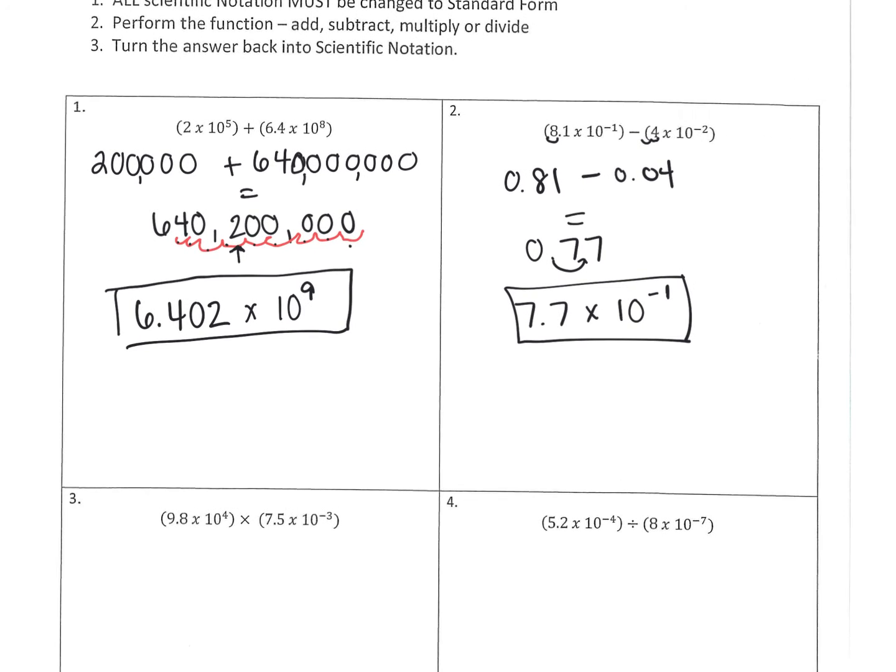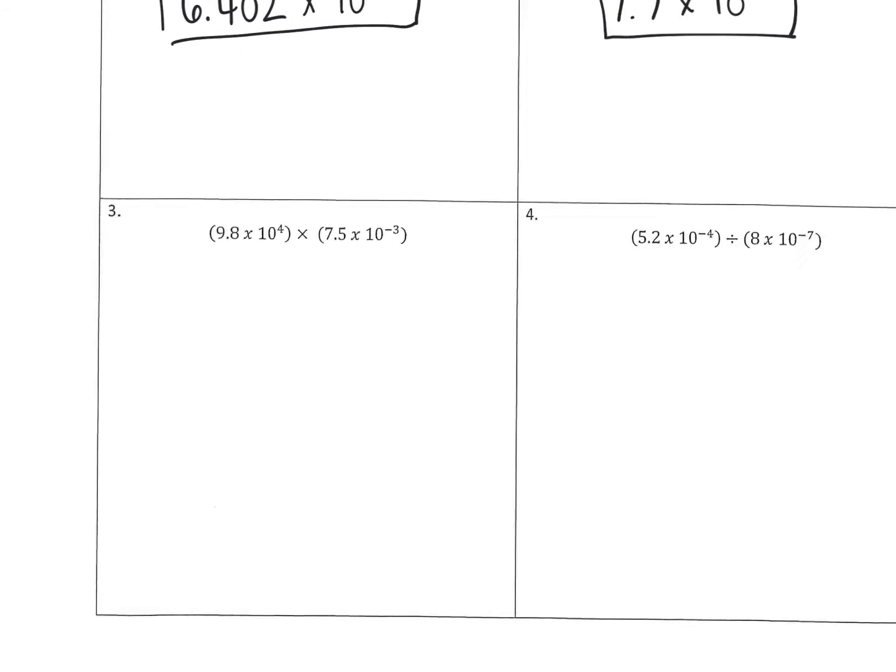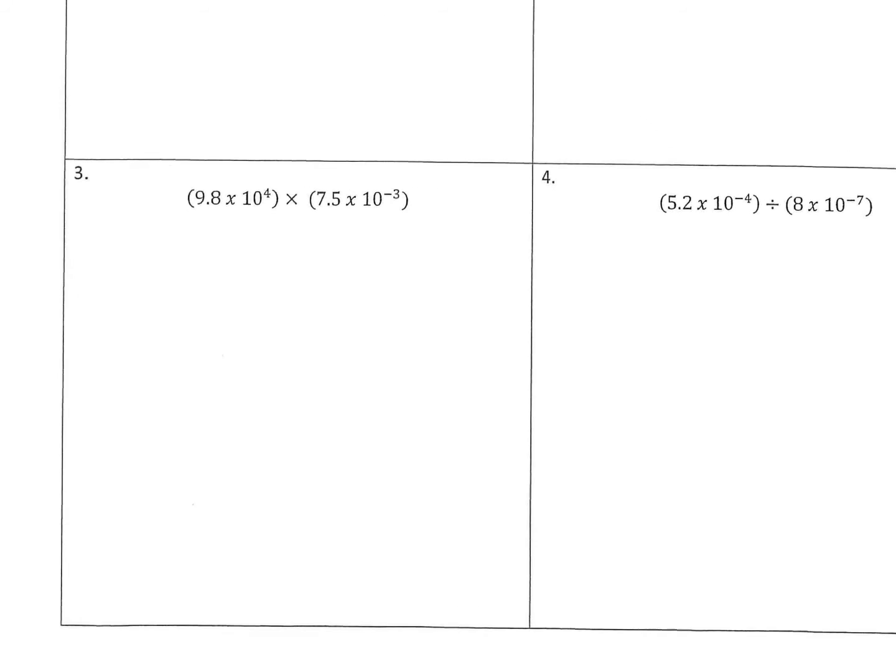So that was our adding. You just add them together. Subtracting, you just subtract them. It's really easy when you're not having to worry about keeping it in scientific notation. Now we're going to do a multiplying problem. So again, turn your scientific notation into standard form.